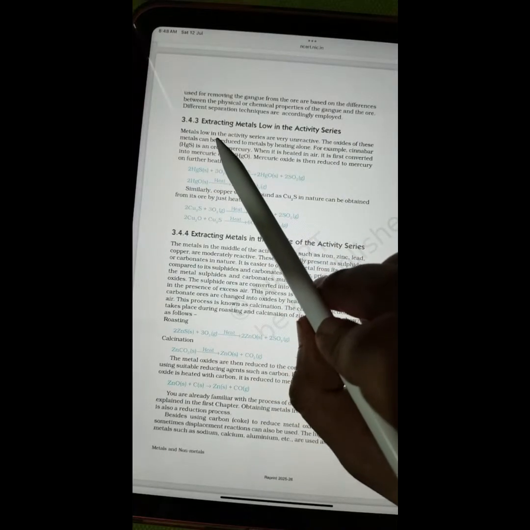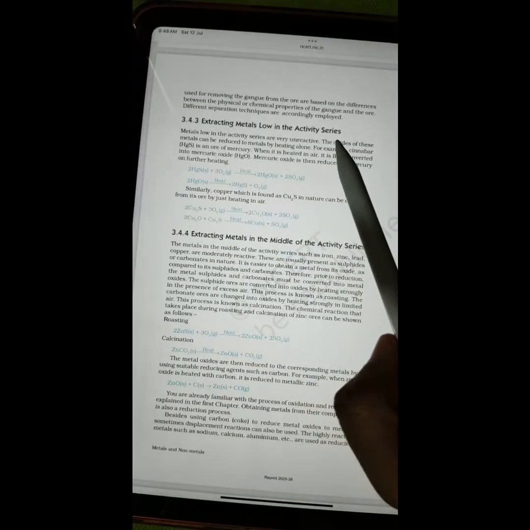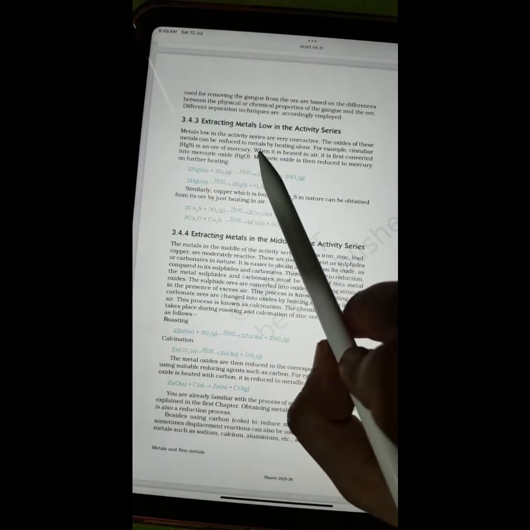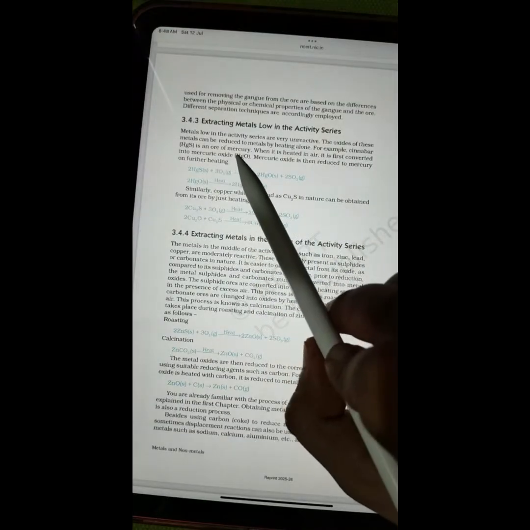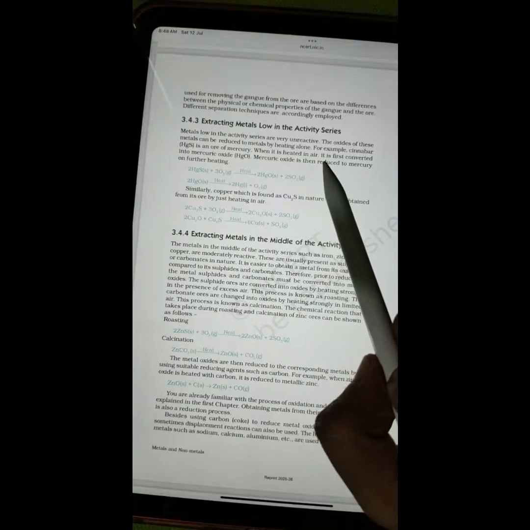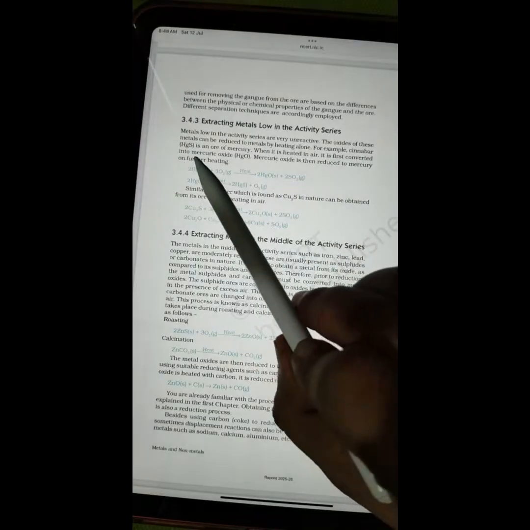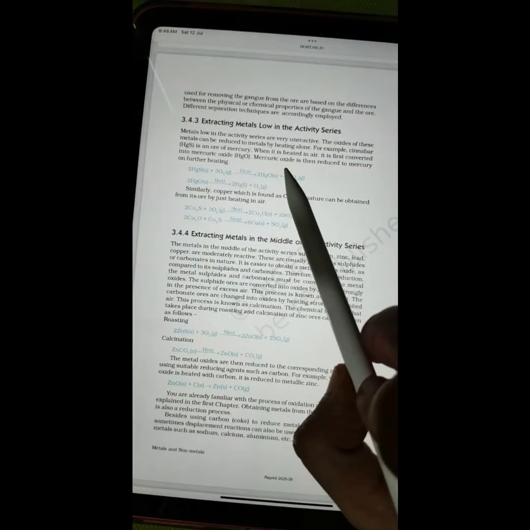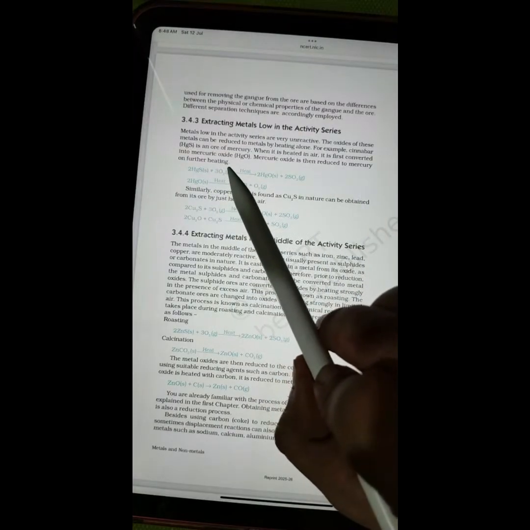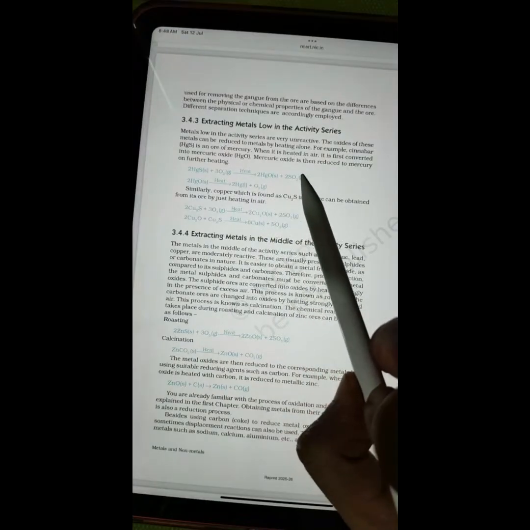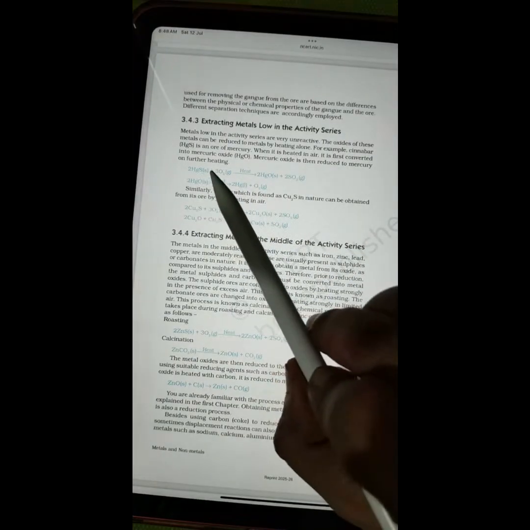3.4.3 Extracting metals low in the activity series. Metals low in the activity series are very unreactive. The oxides of these metals can be reduced to metals by heating alone. For example, cinnabar HgS is an ore of mercury. When it is heated in air, it is first converted into mercuric oxide HgO. Mercuric oxide is then reduced to mercury on further heating.